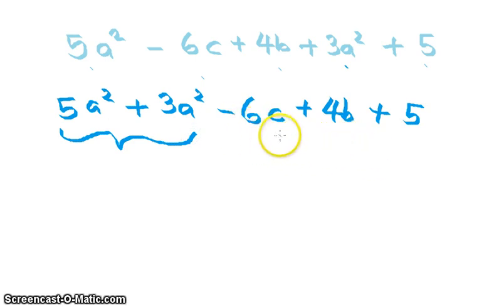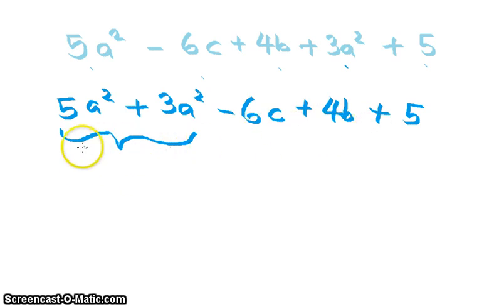Okay, these are not like terms. There's a C here, there's a B here. Sorry, C for carrot, B for banana, and a constant number here. We can't do anything about this. So we know that at the end of the day, the answer will have this at the back.